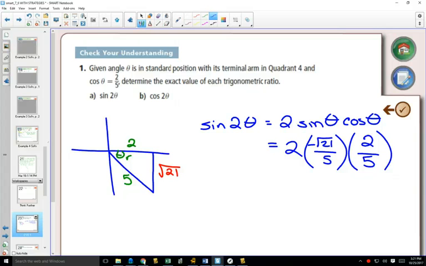Multiply the tops, multiply the bottoms. This fraction is equal to -4 root 21/25. Nice. Part B says find cos of 2 theta.